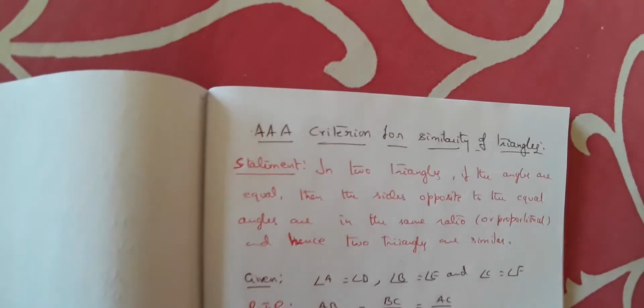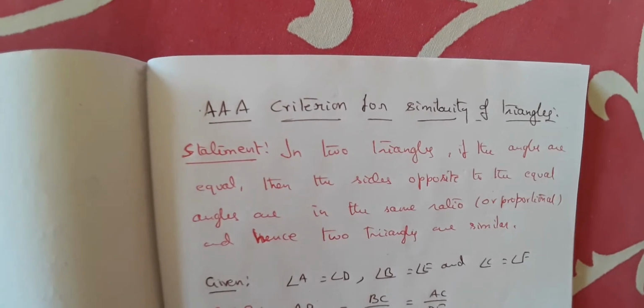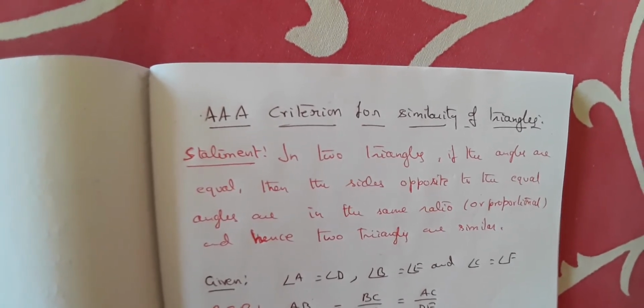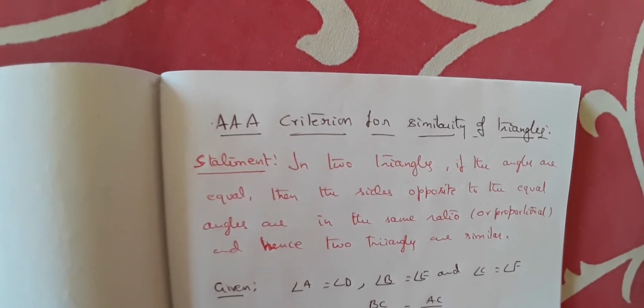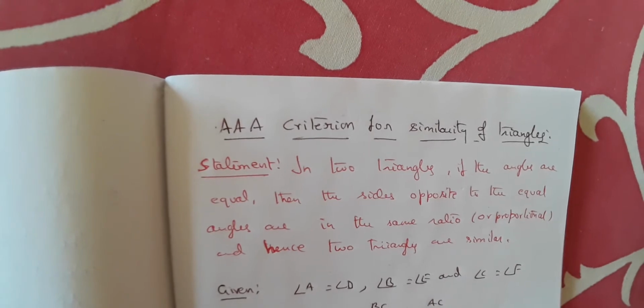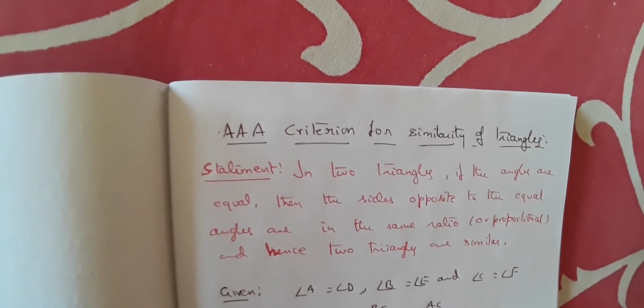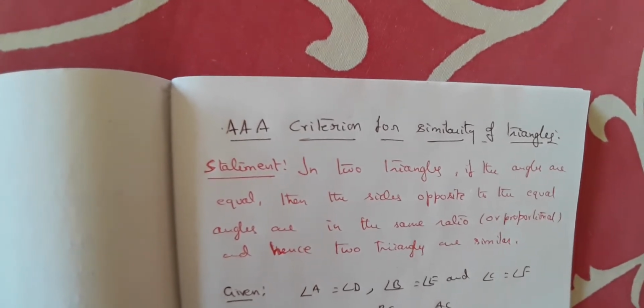Okay, let's see the statement, how it is. In two triangles, if the angles are equal, then the sides opposite to the equal angles are in the same ratio, that is, are proportional, and hence the two triangles are similar. So now what is the meaning of that? If you have three angles to be equal, then obviously corresponding sides are proportional.